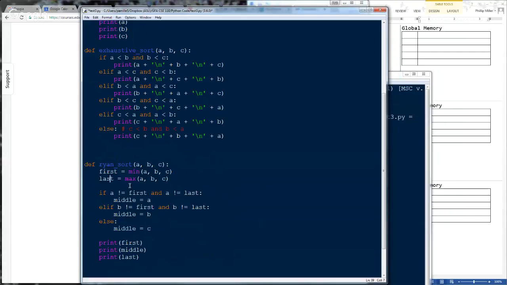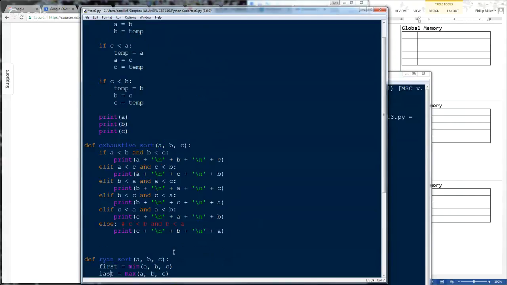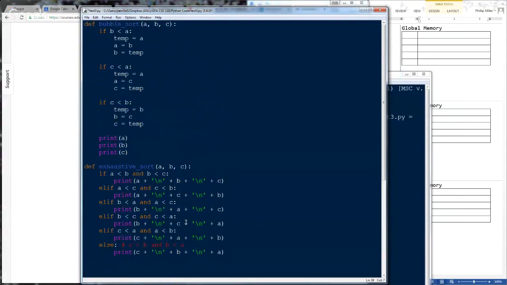So if A isn't the first and A isn't the last, then A is the middle. Else if B isn't the first and B isn't the last, then B is the middle. Otherwise, by process of elimination, C is the middle, and then we can just output the first, the middle, and the last. And it's worth noting here that these three examples plus Wendy's example are just four of a very large number of very different possibilities, all with advantages and disadvantages, strengths and weaknesses.